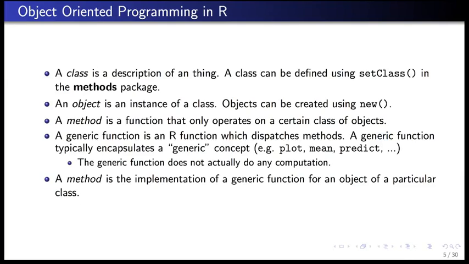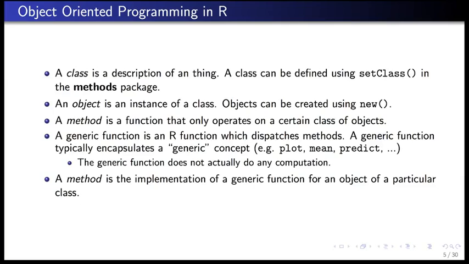Now, a generic function is any R function that dispatches methods. Typically the functions that you interact with are generic functions, and they're not the methods themselves. A generic function usually encapsulates some sort of generic concept, for example, plot, or mean, or predict. Plot, mean, and predict can all have different behaviors depending on what you're plotting, what you're taking the mean of, and what you're trying to predict. And so those are generic functions.